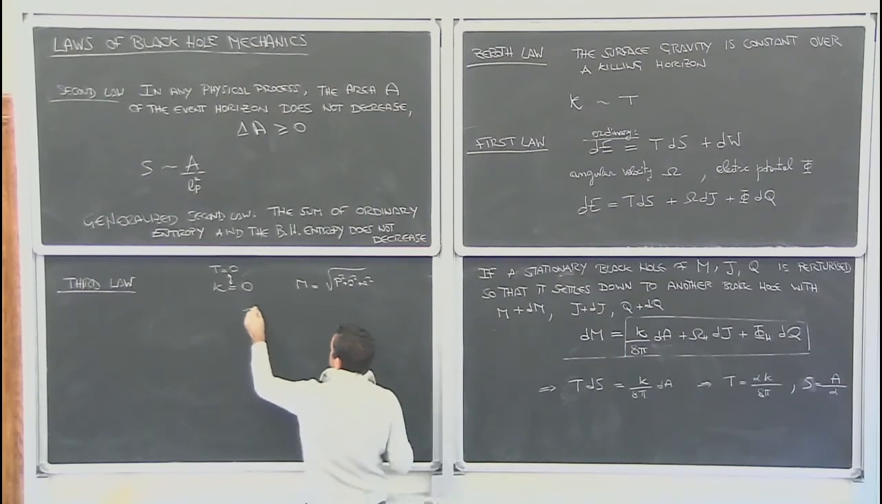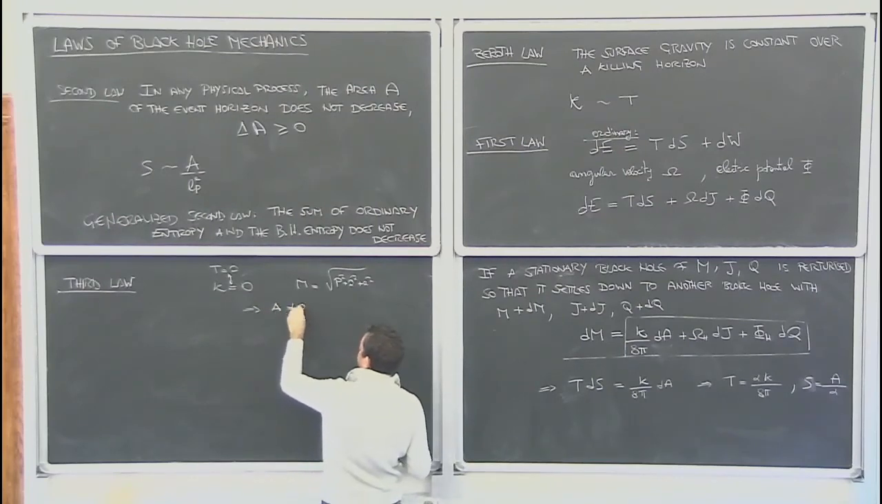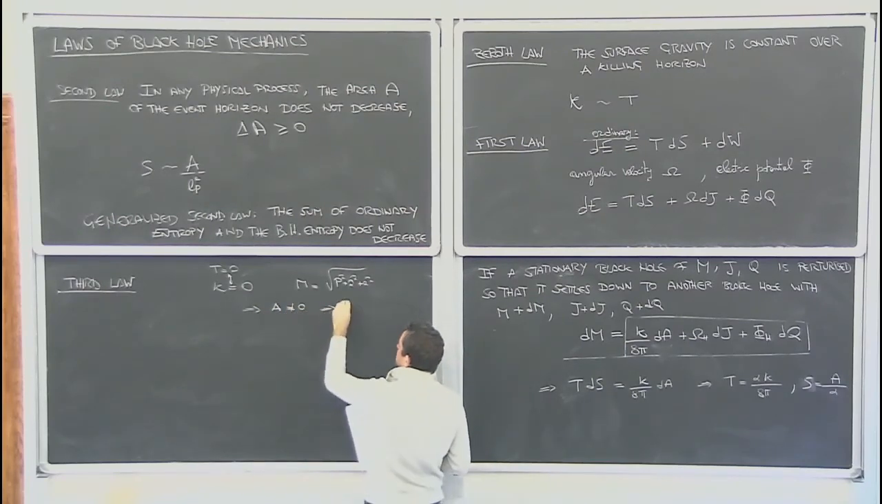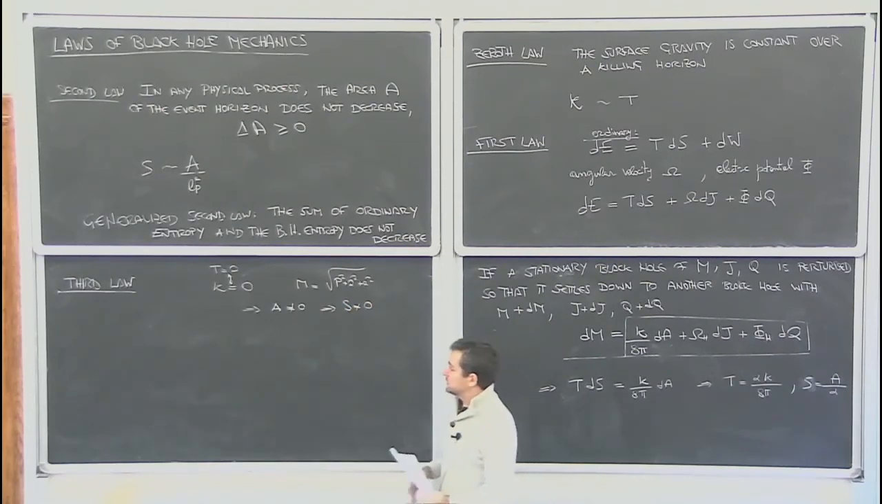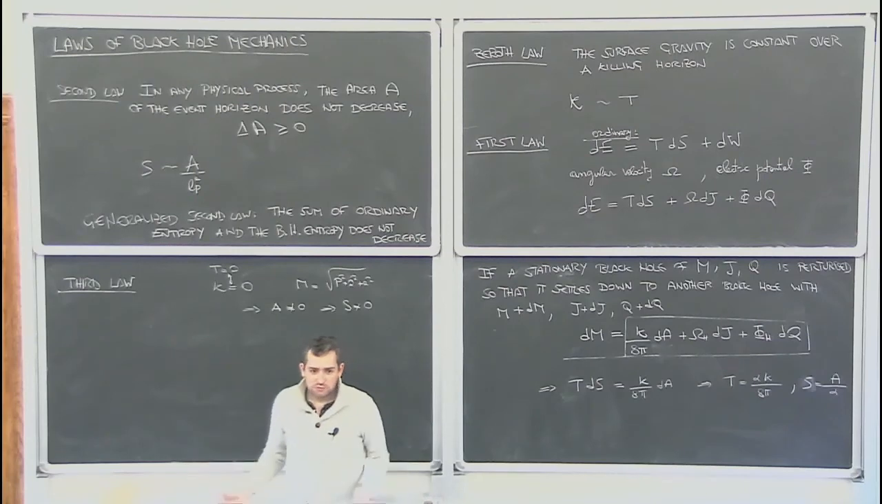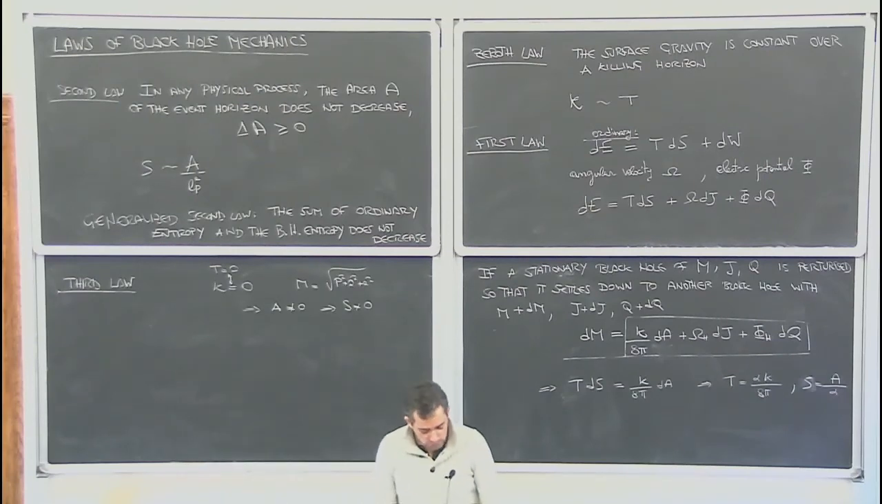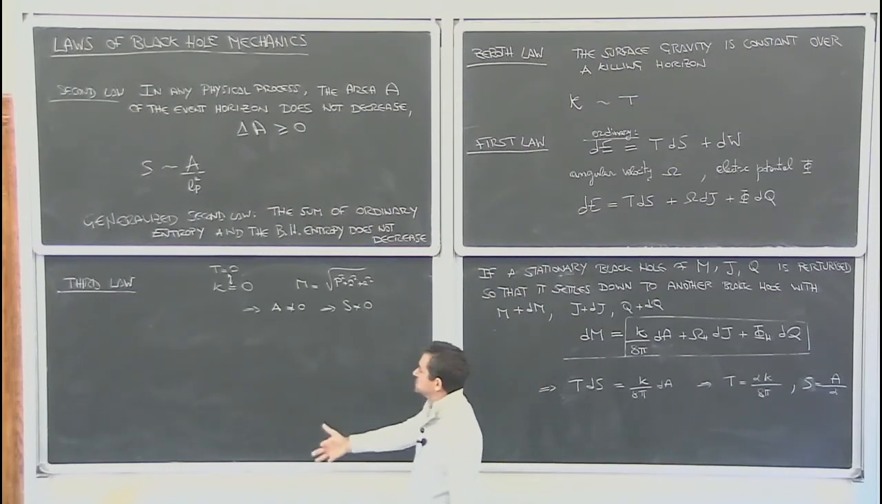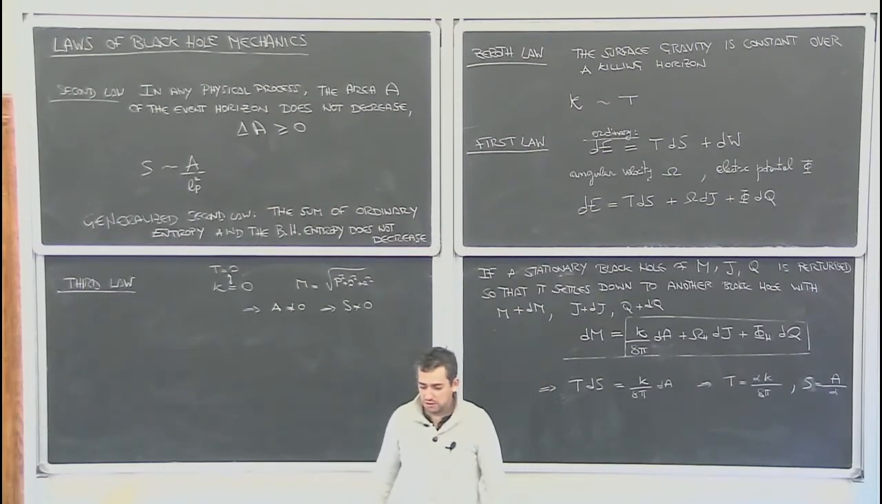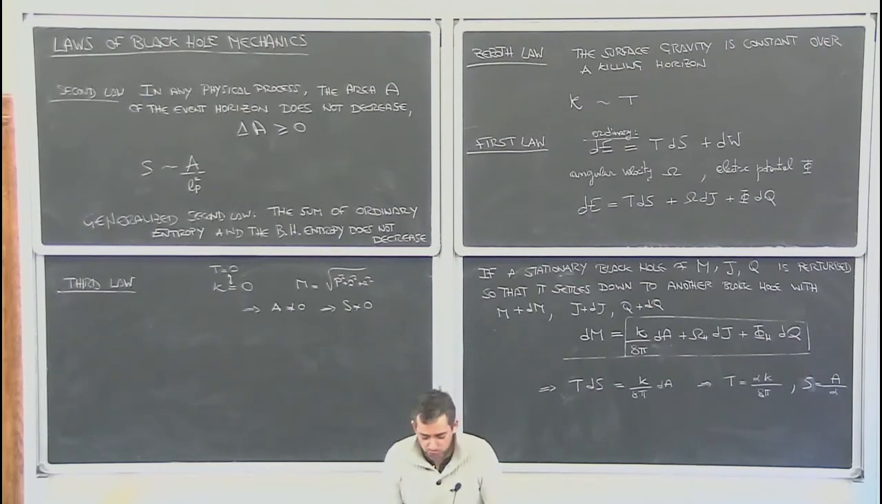In this case the area is not zero. So certainly the entropy does not vanish in general for extremal black holes. So this version of the third law is not true in black hole thermodynamics. But it makes more sense to say that it is impossible to reach zero temperature by a finite number of physical processes, because this is what I alluded to before.